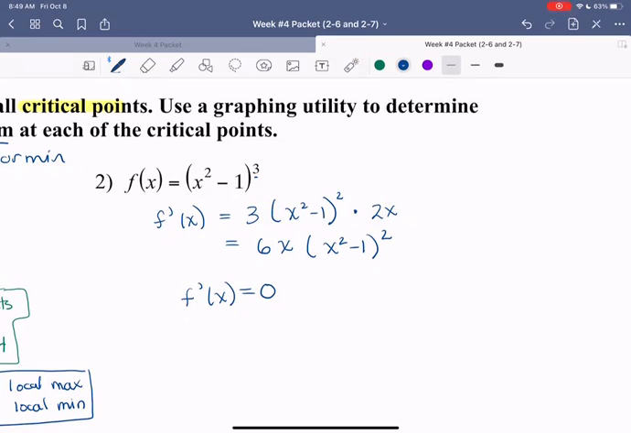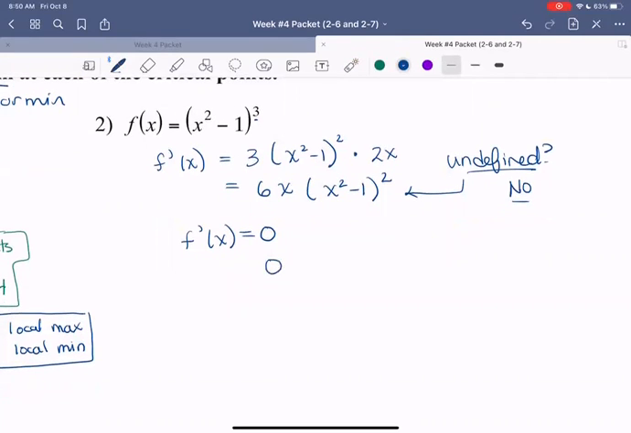And let's also check, are these going to be the only critical points? Nope. We also want to ask, is our derivative undefined anywhere? So take a look at this derivative. Are there any x values that we cannot plug in? Nope. So we have no undefined values. So we only need to check in this case where the derivative is 0. So to find those x values, we're going to set 0 equal to 6x times (x squared minus 1) squared.